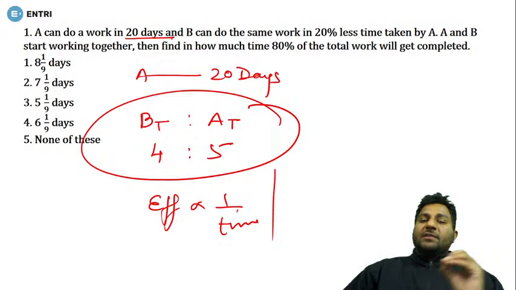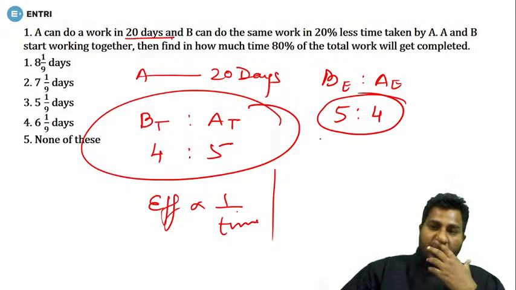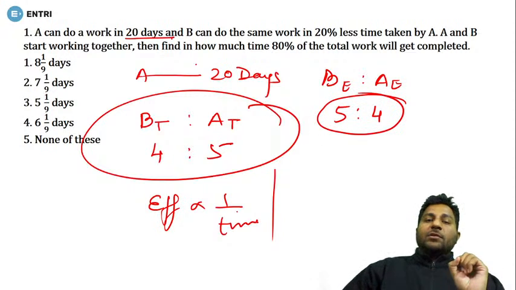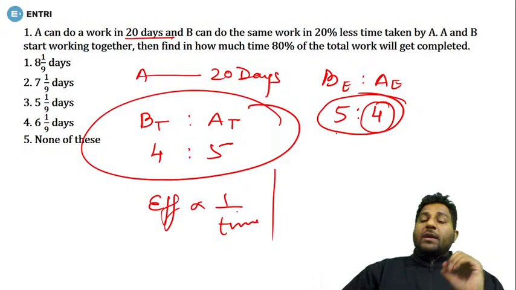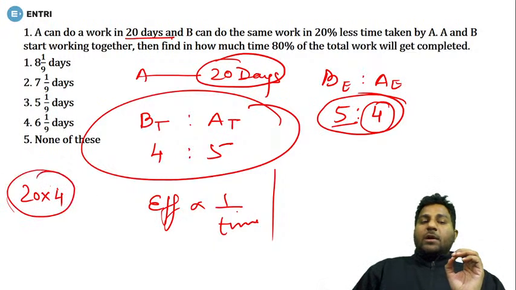All right, efficiency is inversely proportional to its time. That means B's efficiency and A's efficiency ratio would become 5:4. And you know that if A is doing 4 work in the time in which B is doing 5 work, that means B will take 20 days to complete the work. So 20 days and each day 4 work, which means the total work will be 80.